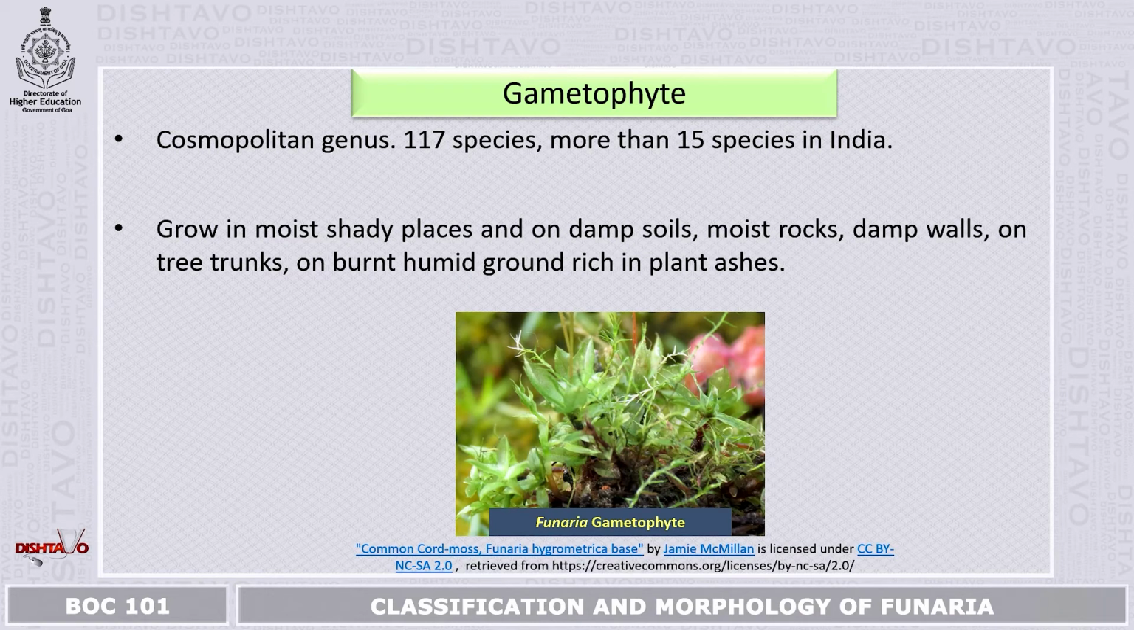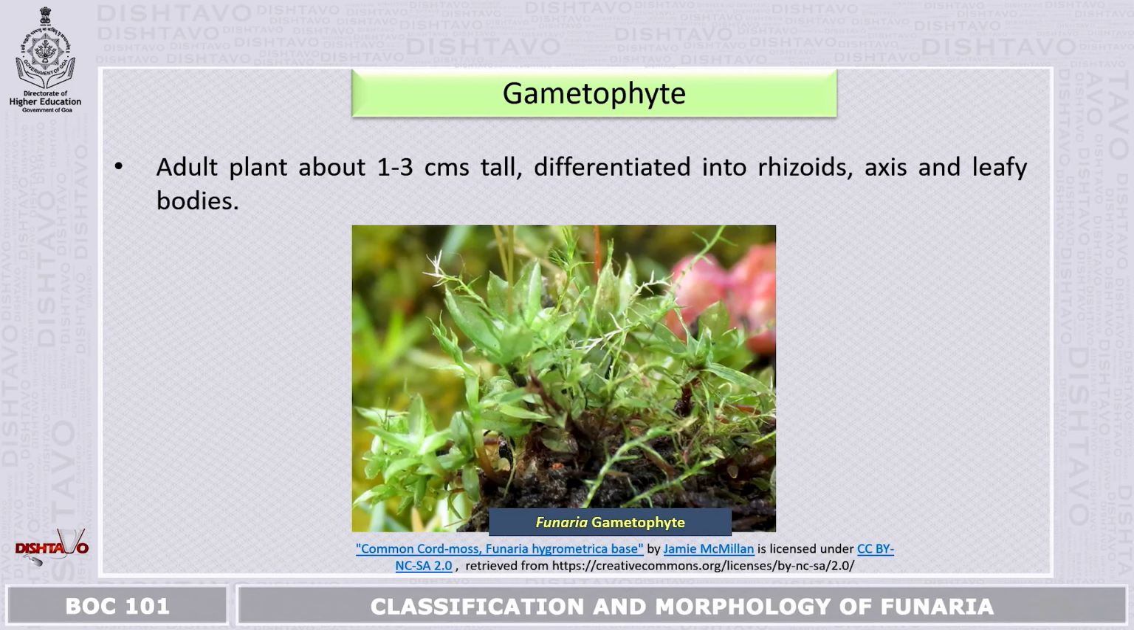If you see here, you can see the root-like structures which are helping in anchoring, and these are the shoots with the leaf-like structures. Here you cannot see the seta and the capsule. This is the gametophyte, where you can see the leaf-like structure and the rhizoids.